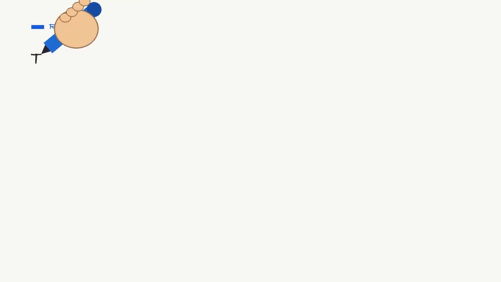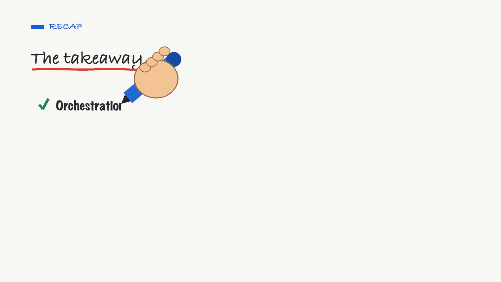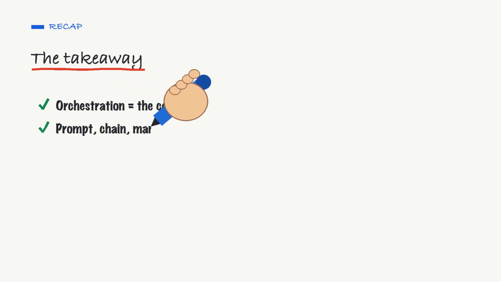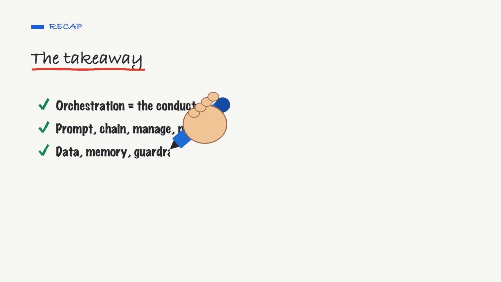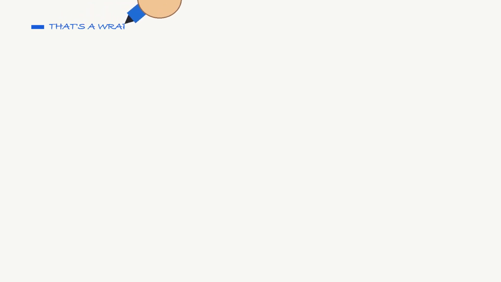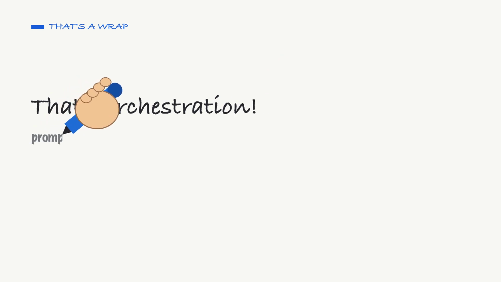So, to recap, LLM orchestration is the conductor of an AI application. It prompts, chains, manages, and monitors your models. It handles data, memory, and guardrails. And it delivers scalability, reliability, and lower cost. Orchestration frameworks turn a pile of models into one coherent, production-ready system. That's LLM orchestration, from the problem, to the layer, to the frameworks shaping its future.